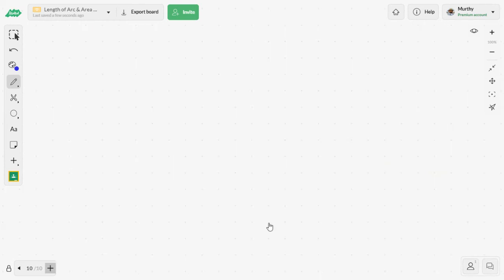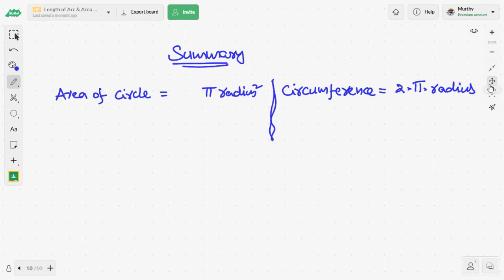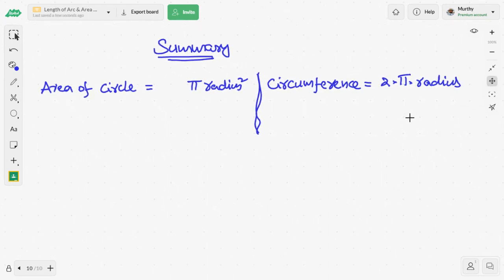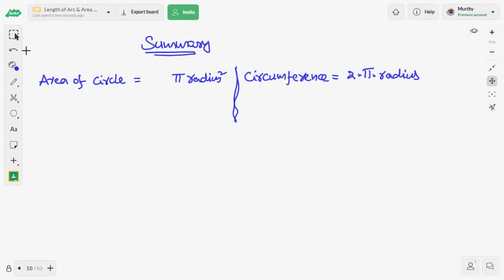Okay, so let's quickly summarize the key points. In your previous class, you learned that area of circle equals pi times radius square. And circumference, which is the length of the boundary line of a circle, equals 2 times pi times radius. Let me move this a little to this side. Oops, I'm sorry. So it is 2 times pi times radius.